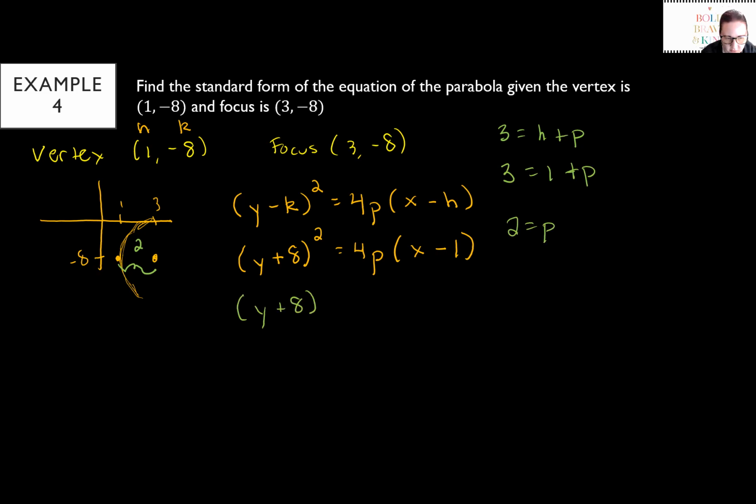So that allows us to finish this formula, basically. We plug that in for p. Get y plus 8 squared equals 8 times x minus 1.